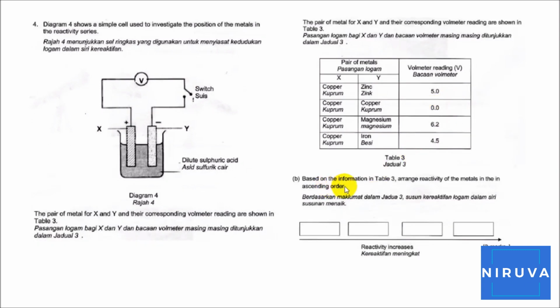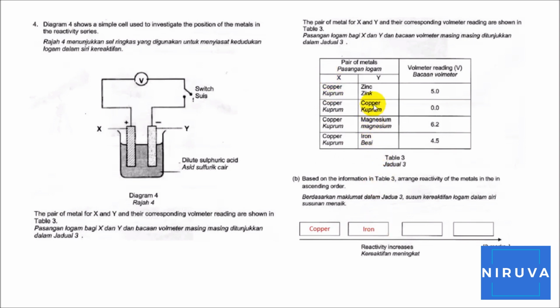And then B, based on the information in table 3, arrange the reactivity of the metals in ascending order. Susunan menaik, meaning that the reactivity increases, so from the least reactive metal up to the most reactive metal. From the table, the same pair of metals, copper, shows 0 reading, meaning that copper is the least reactive metal. And then number 2 after copper, one of the low readings of pairs of metals is copper and iron. So after copper is iron, which is a less reactive metal.